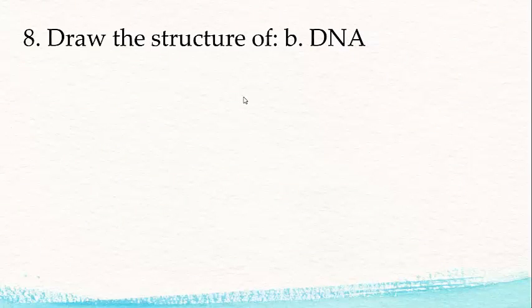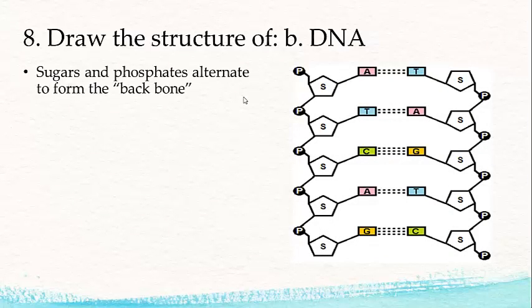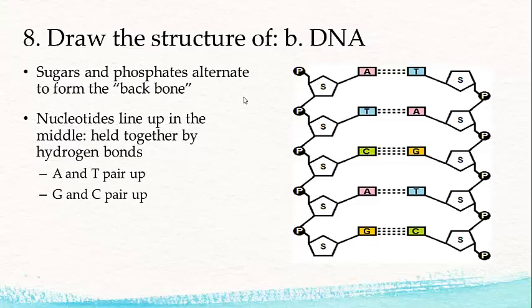Next question asks us to draw the structure of DNA. So the sugars and the phosphates, they alternate to form the backbone. The nucleotides line up in the middle, and they are held together by hydrogen bonds. A and T pair up, and G and C pair up.